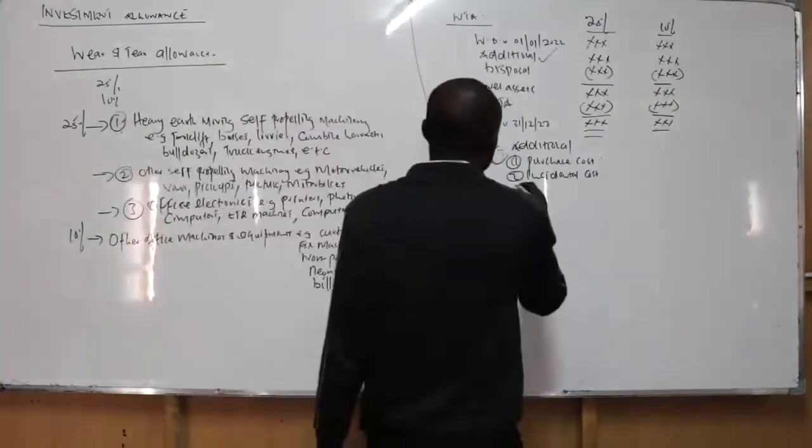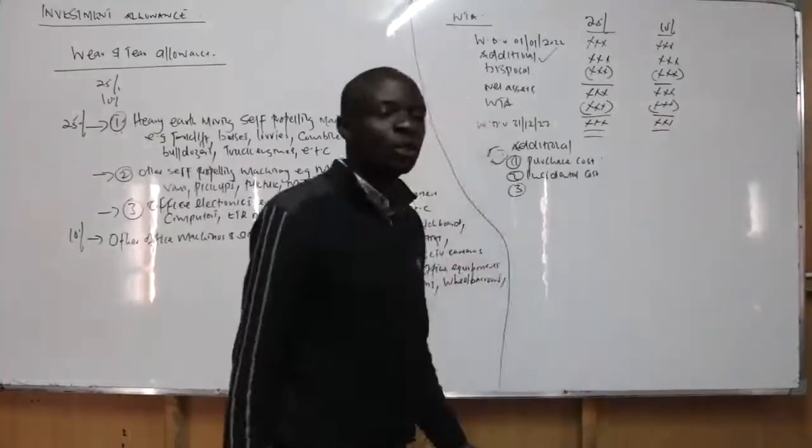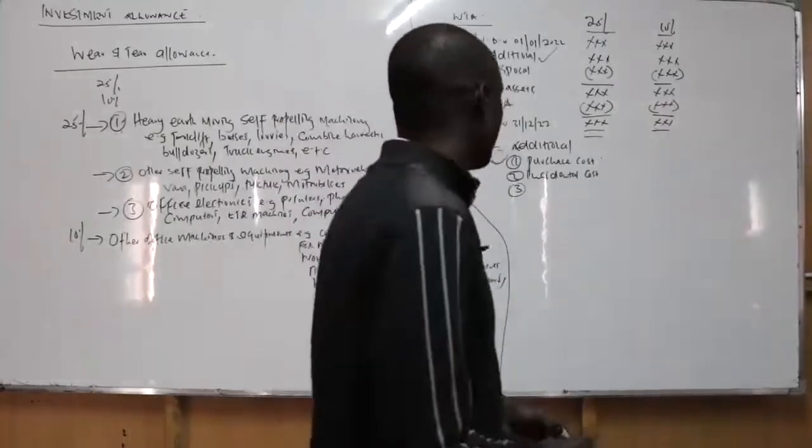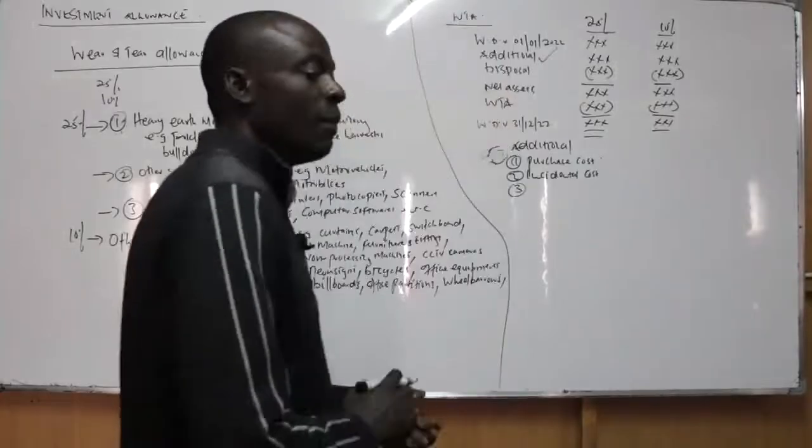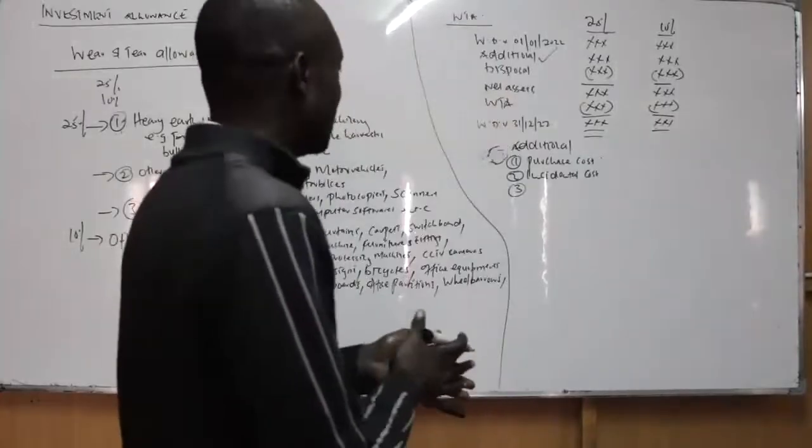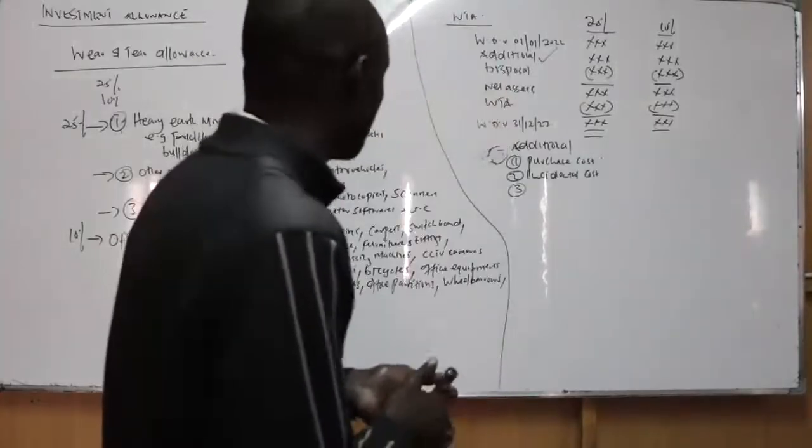Number three, in case you acquire an asset through hire purchase. Hire purchase is where you pay a deposit and the balance you pay installment-wise until you finish the entire amount that is required.